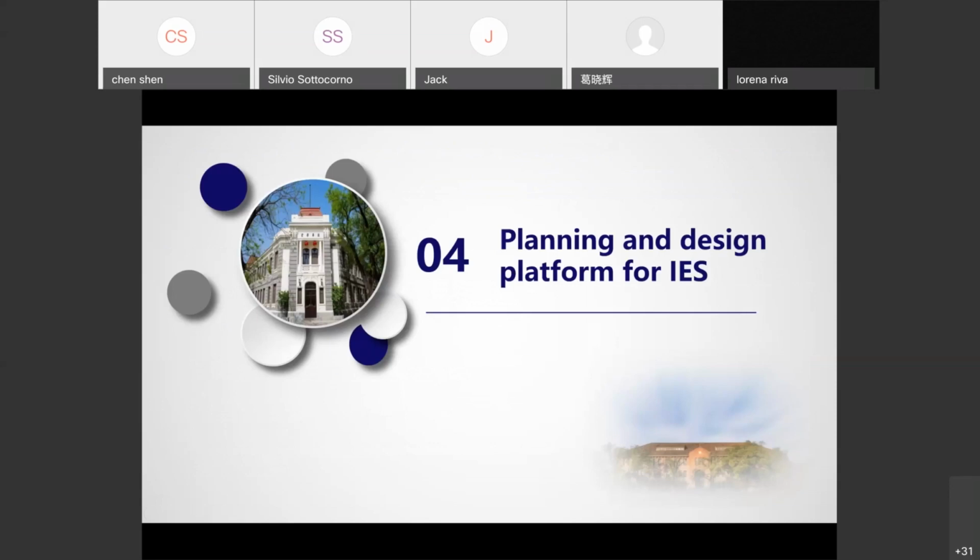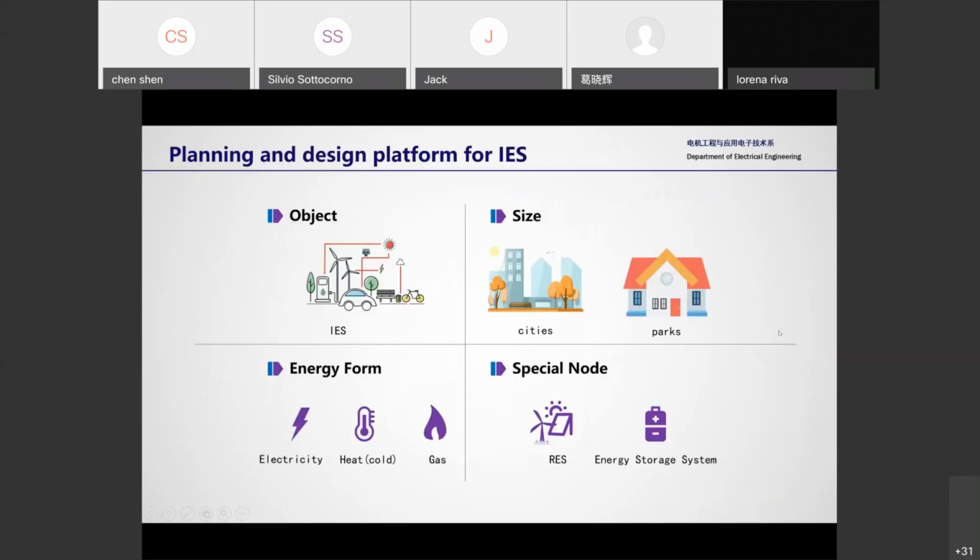Okay, now I give you another application of the digital twin of IES, which is the planning and the design platform for IES. I just give a very brief introduction. After my talk, Dr. Yan Kan-song, who is from my team, will give a more detailed introduction about this platform.